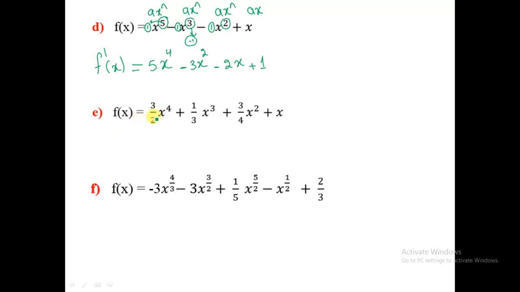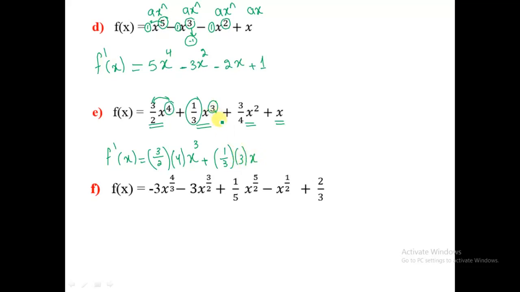Now in part E, we have f of x equals 3 over 2 x to the power 4 plus 1 over 3 x cubed plus 3 over 4 x squared plus x. To make the derivative, we will take the derivative of each term alone. So we multiply the coefficient by the power to get 3 over 2 multiplied by 4 multiplied by x, and we reduce this power by 1 to get 3. Plus 1 over 3 multiplied by 3, and we reduce the power by 1. Plus we multiply the power 2 by the coefficient 3 over 4, and we reduce the power by 1 to get 1, plus the derivative of x is 1.